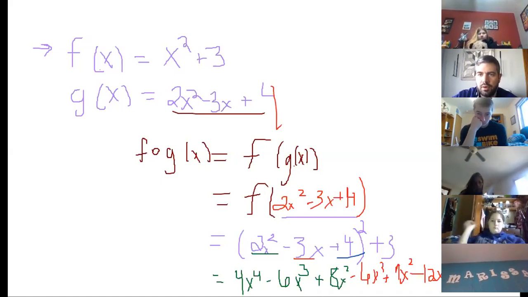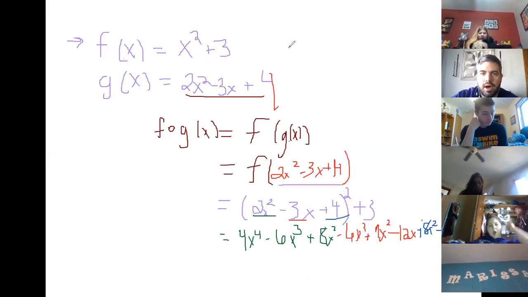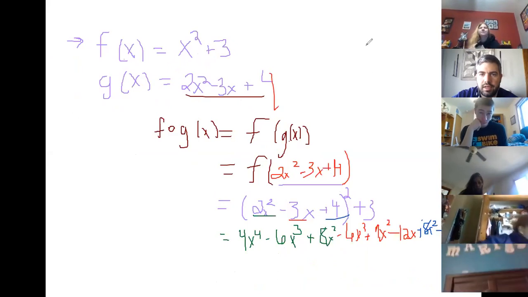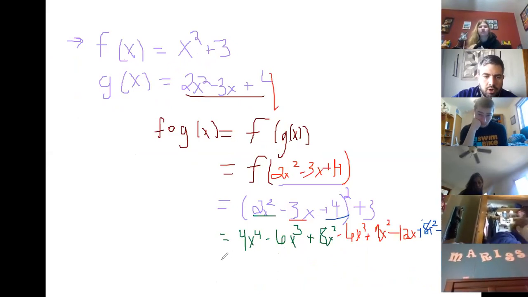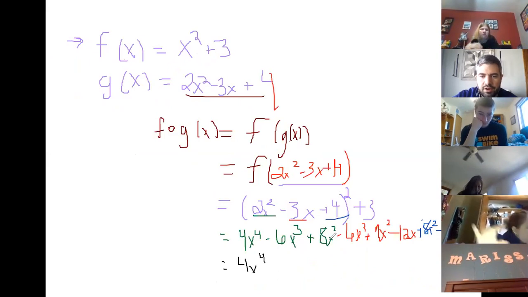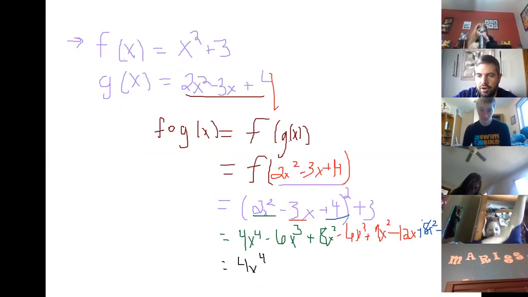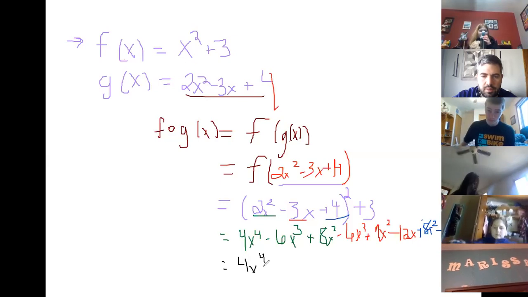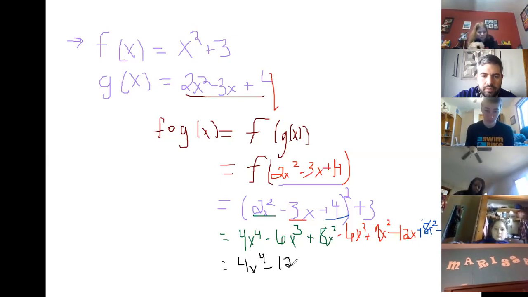And so then what we're going to do is we are going to combine all of that stuff. Actually, I'll do that in black, okay? So I look and I say, do I have any x to the 4th? I don't, so it's just going to be 4x to the 4th, okay? Then I have minus 6x to the 3rd, minus 6x to the 3rd, and then no other x to the 3rd. So that would be minus 12x to the 3rd.